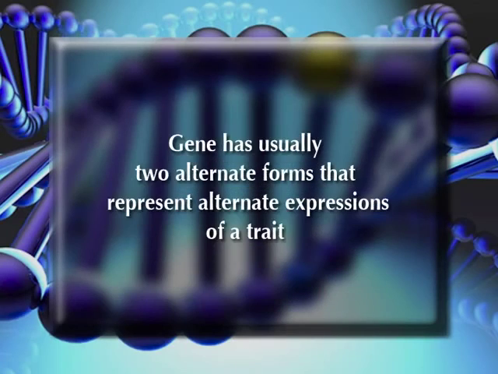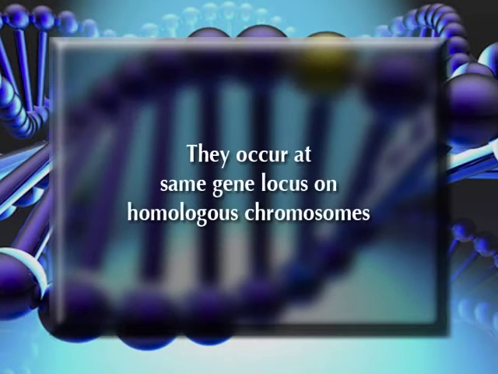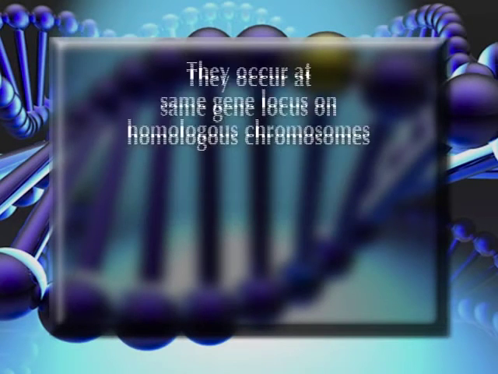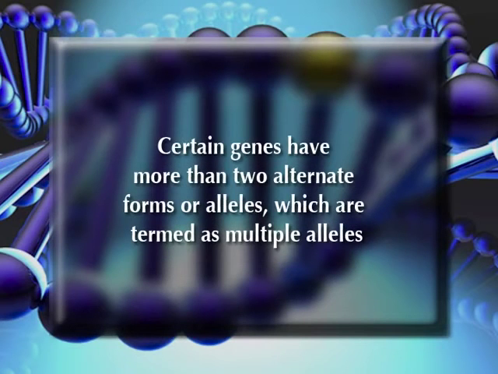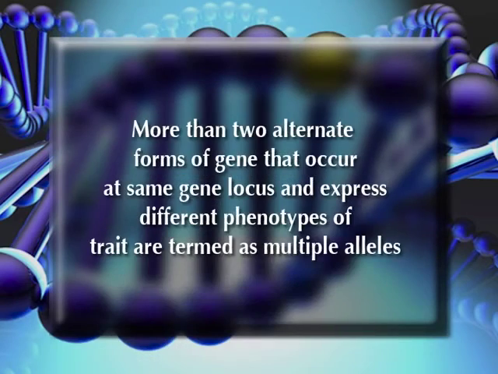A gene has usually two alternate forms that represent the alternate expressions of a trait. They occur at the same gene locus on the homologous chromosomes. Certain genes have more than two alternate forms or alleles, which are termed as multiple alleles. Thus, more than two alternate forms of a gene that occur at the same gene locus and express the different phenotypes of the trait are termed as multiple alleles.